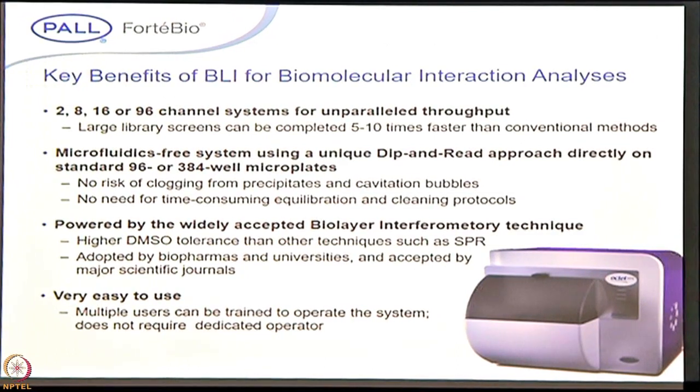More advantages, as I mentioned: there's no clogging, and it works on dip and read. With high throughput, you can save time and quickly screen experiments. And the good thing is when your samples contain DMSO or glycerol. With SPR, the presence of DMSO and glycerol can sometimes cause bulk effects, because SPR is very sensitive to those changes. But with dip and read, there is no interference from the glycerol or the DMSO.